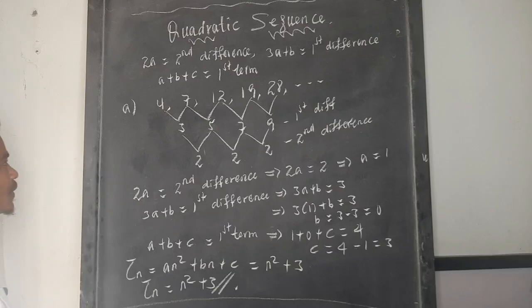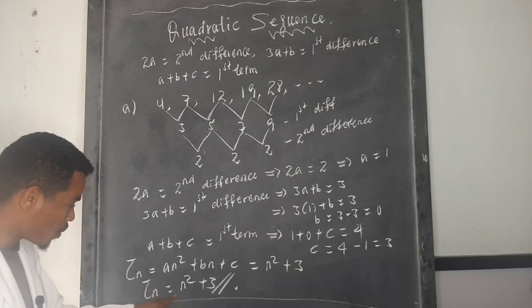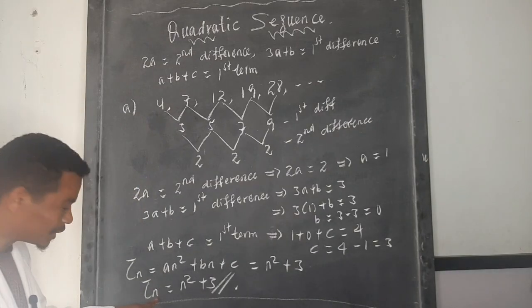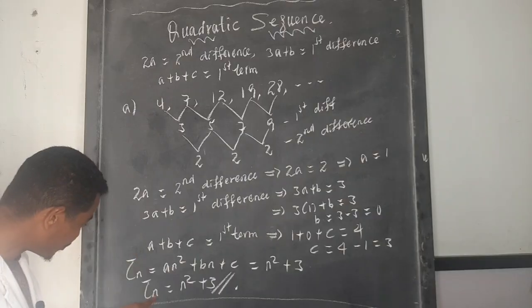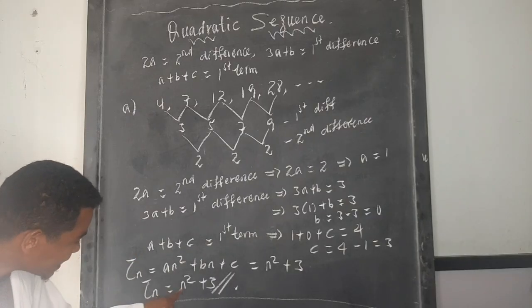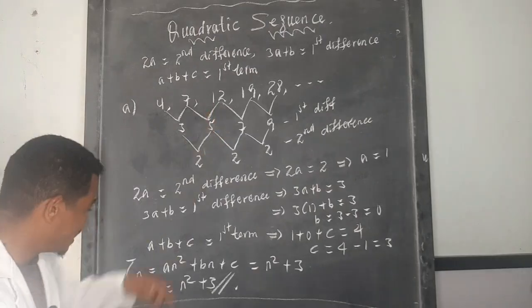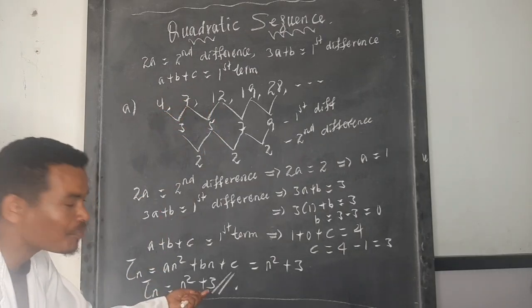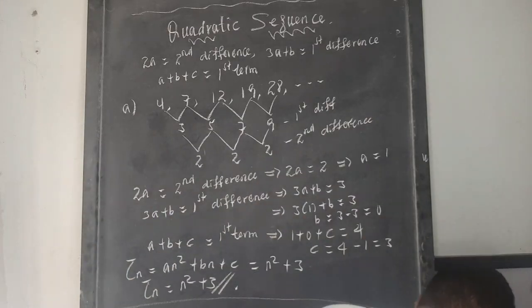Let's check it by taking, for example, T1, the first term: 1 square plus 3, which is 4. T2, 2 square plus 3, which is 7. T3 means 3 square is 9, 9 plus 3 is 12. So the nth term of this quadratic sequence is n square plus 3. So let me add one more example based on this one.